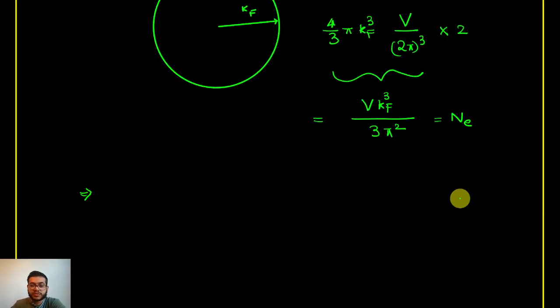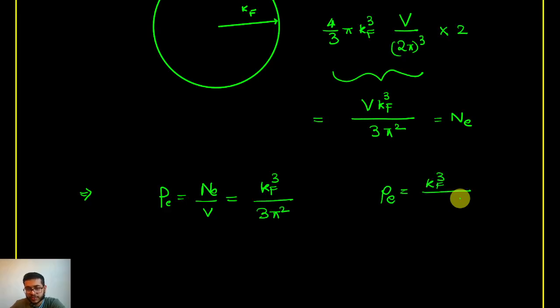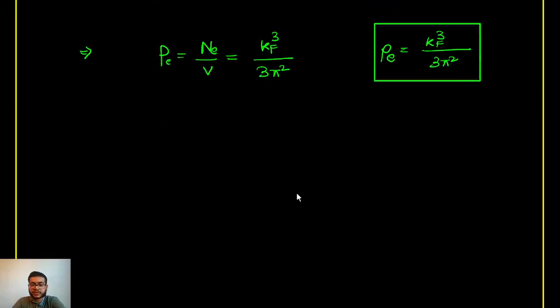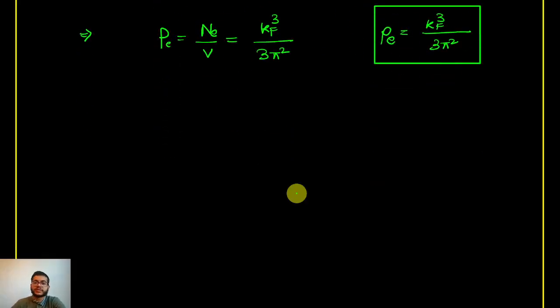So now what will be the density of electron? Density is given as Ne by V, which is given as kf cube by 3 pi square. So it's a very important result again. This is kf cube by 3 pi square. This is the relation between the Fermi momentum and the electron density. Okay, so let us go forward.